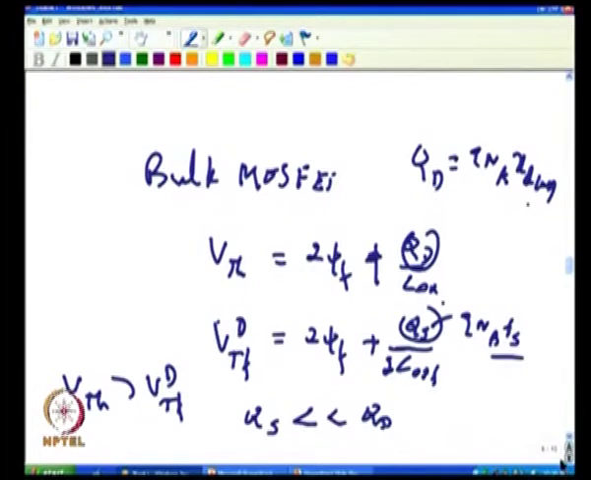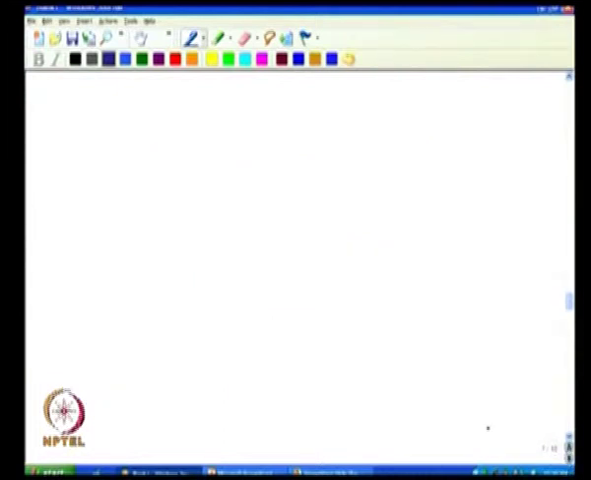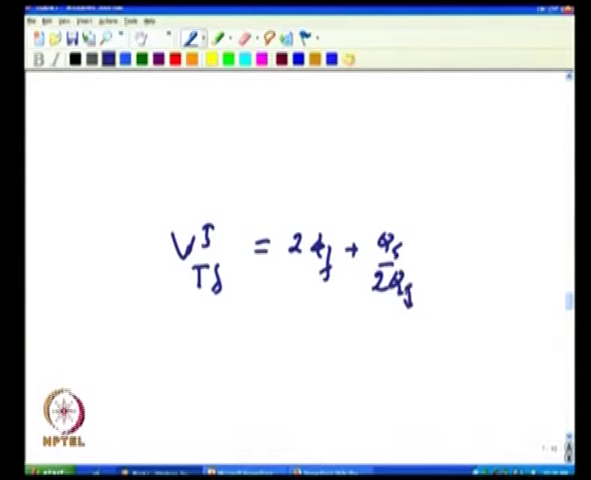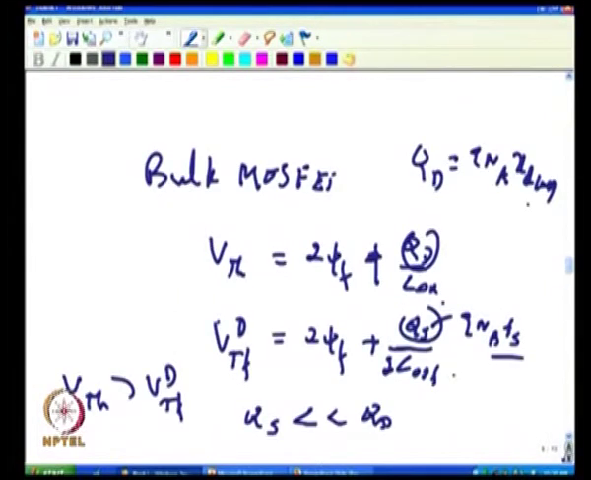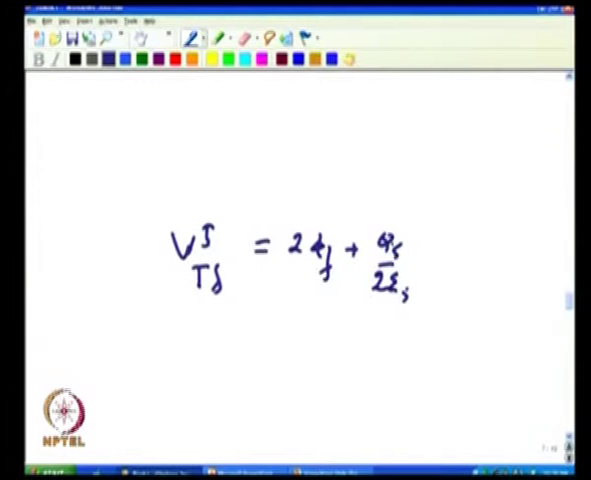Now, when you go to the inverted case, you have got V T f, back channel also inverted, that was equal to twice phi f plus Q s. Sorry. In fact, I think I made a mistake there. In the previous case, the 2 is not there. But when you go to this now, you have got this twice. This is much smaller compared to the bulk MOSFET, maybe half, 1/4 or even smaller than that, depending upon how much thickness you reduce, divided by twice phi f s, twice epsilon s. Am I correct?